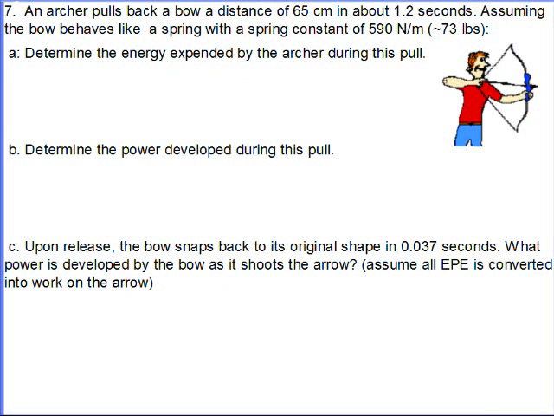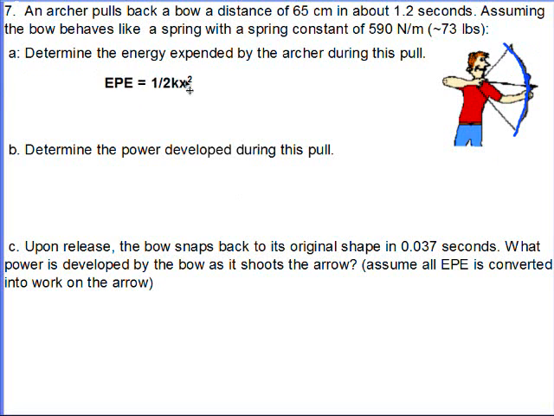And one more problem for us to look at. An archer pulls back a bow a distance of 65 centimeters in about 1.2 seconds. I want to determine how much energy the archer expends if we treat this bow sort of like it's a spring. Now in reality it's not a spring, but it does change its shape sort of like a spring. When I pull that string back on that bow, it causes the bow to bend, and so I'm storing energy in the shape of that bow.